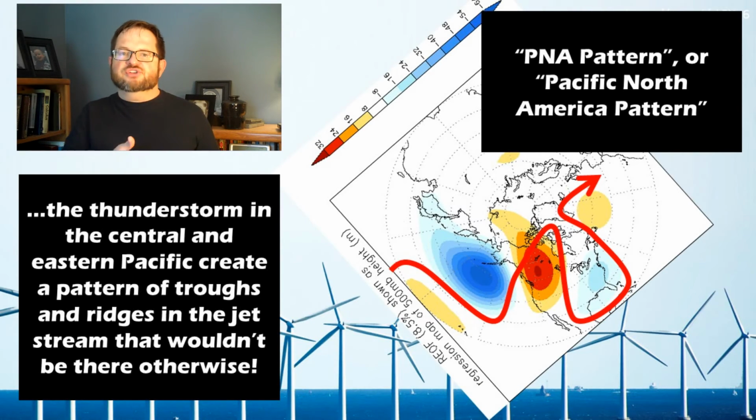This particular pattern that you're seeing here has a name. It's called the Pacific North America pattern, or the PNA pattern. It is the main pattern that happens in the northern hemisphere during El Nino. There's a similar sort of thing that goes on in the southern hemisphere, etc., which I can't think of its name right now. Anyway, this is important. We have set up a strange set of troughs and ridges in the jet stream.